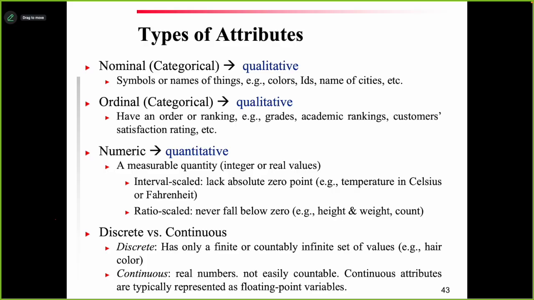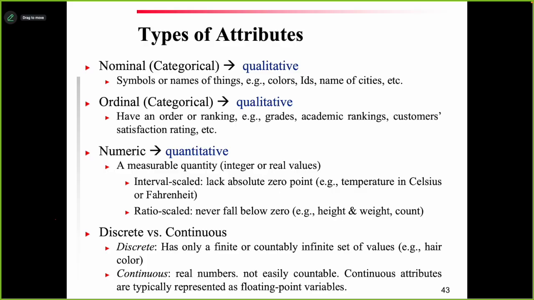Does 0 in the clock time have actual meaning? Does it mean no time? Excellent, it's interval, because it lacks an absolute 0 point. Similar to temperature: when you say 0 degrees Celsius, it doesn't mean no temperature. Sometimes we show the time as 0, which is midnight, right? So it is midnight. It doesn't mean no time. And so this is interval scale, similar to temperature.